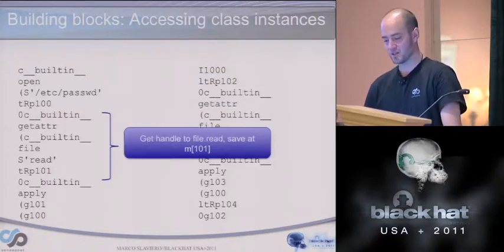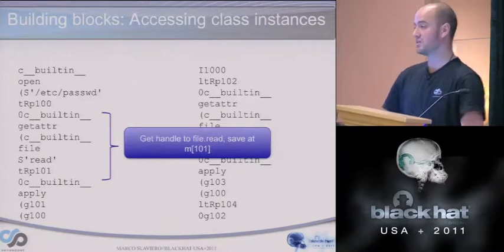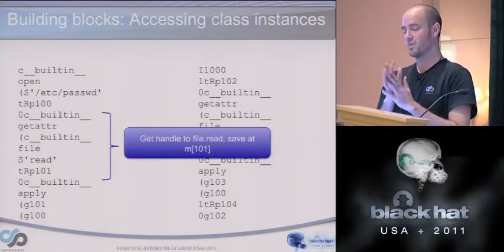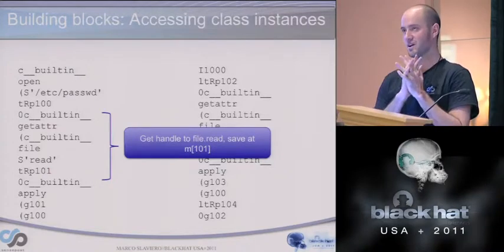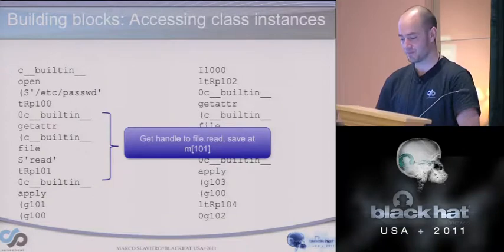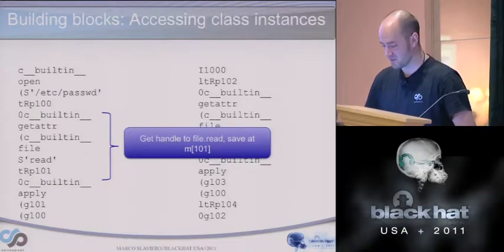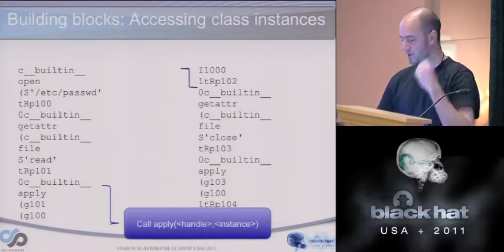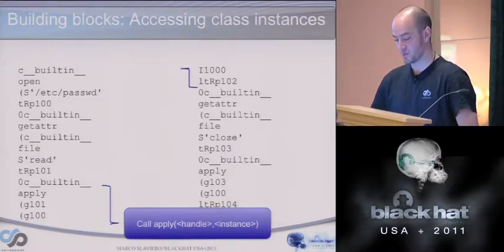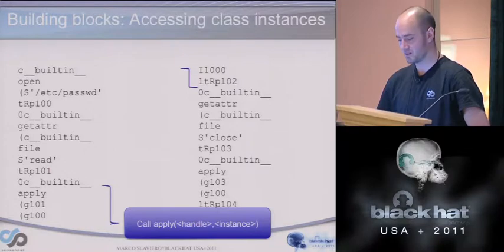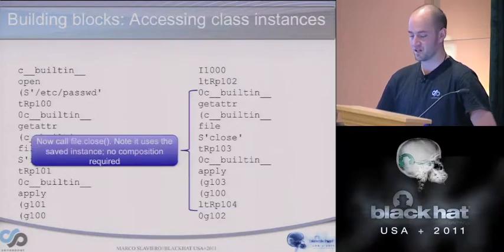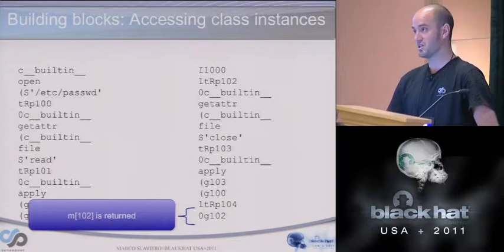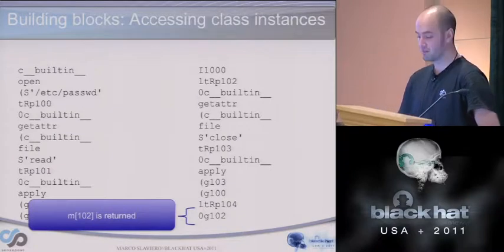This next one is to get a handle to the file.read class method. And if you're a Python programmer, you'll know the difference between a class method and a class instance method. But this allows us to get a reference to the class method. We then apply the class method to the data that was stored on the stack, in this case, the file handle. And then lastly, we call file.close. And as the result of this whole shellcode, we return the data that was read.